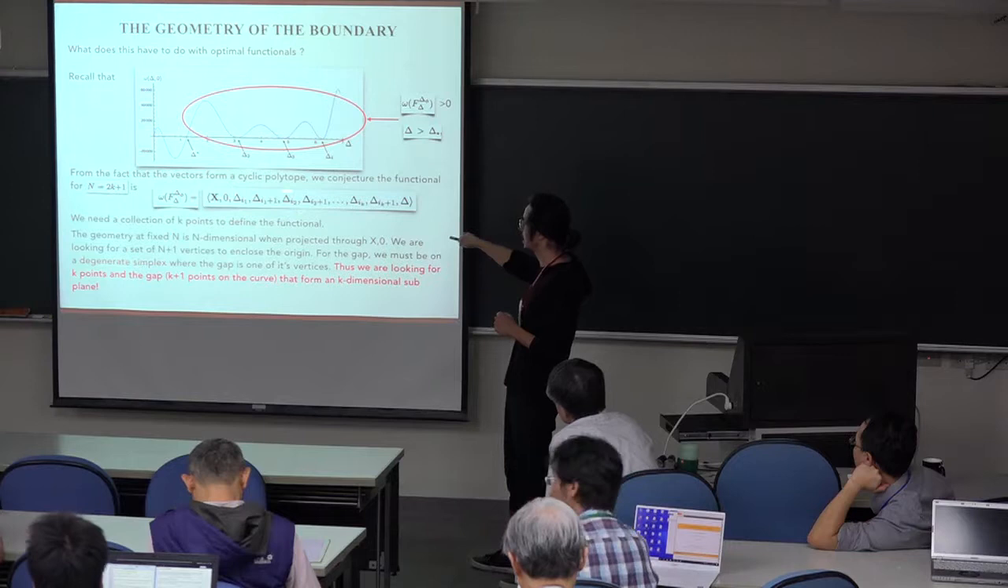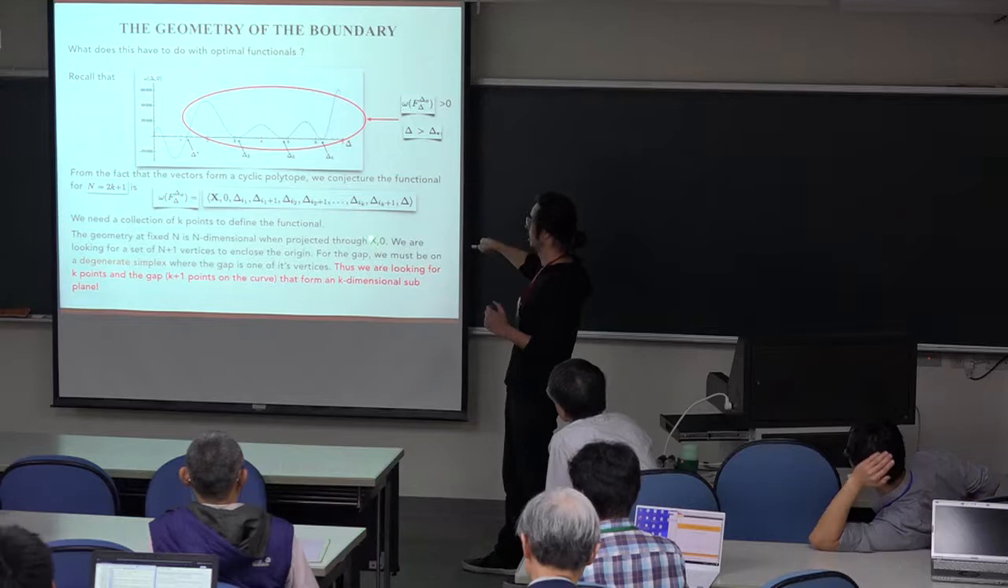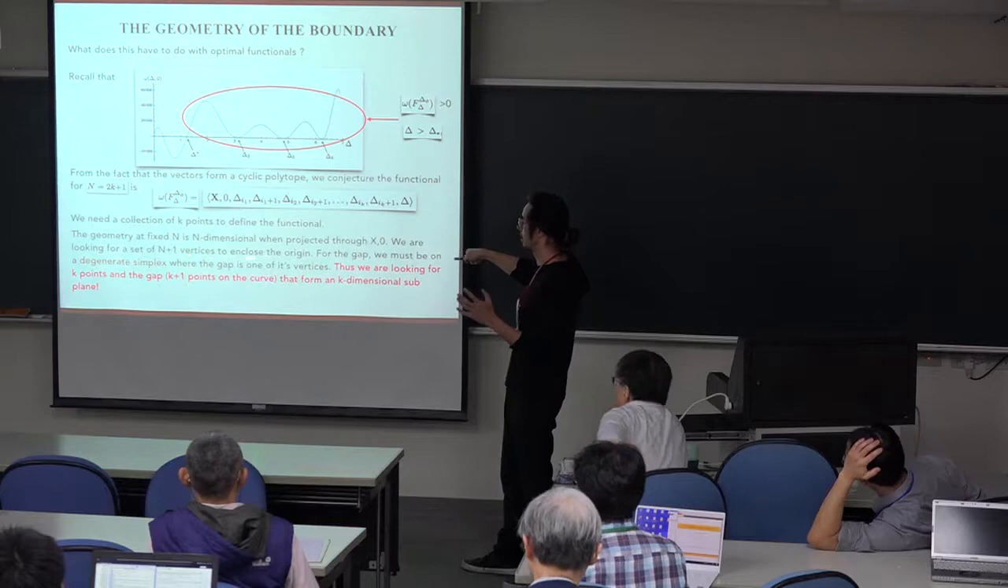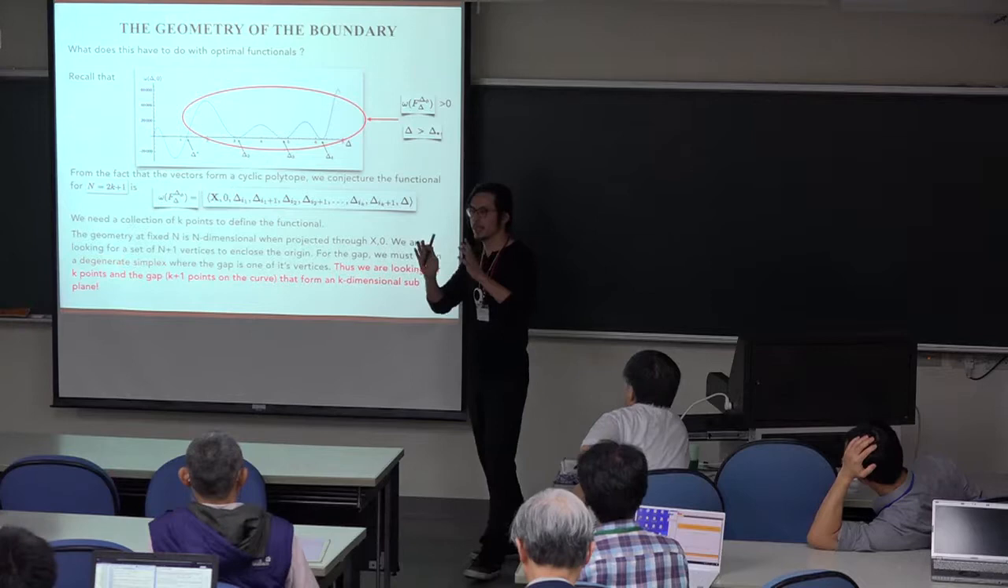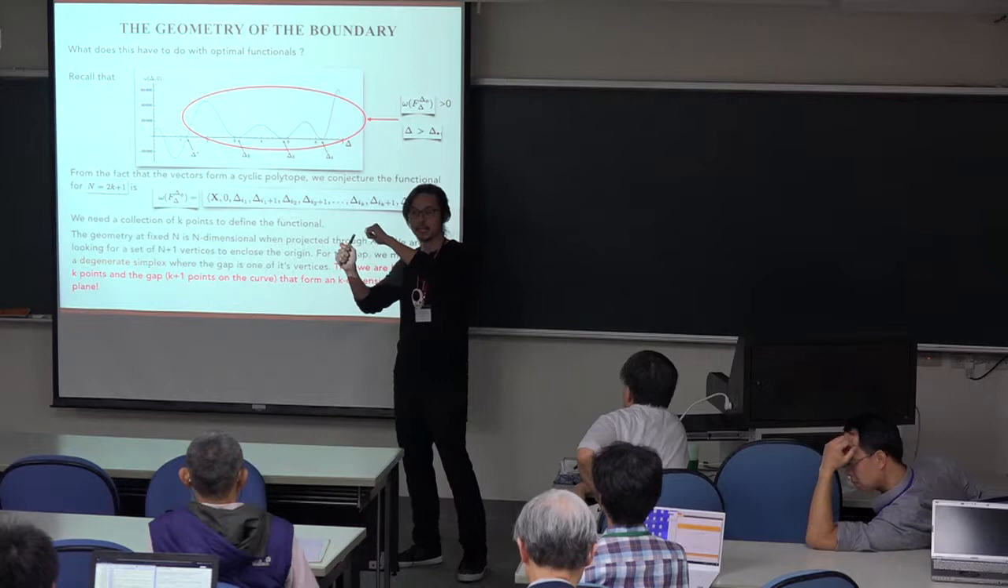Now let's remind ourselves of the geometry. The geometry at fixed n is n-dimensional when projected to x0. So in n dimensions, we're looking for n plus 1 vertices to form a simplex to enclose the origin. But we don't want any random simplex here. We want a simplex that corresponds to the gap. If it corresponds to the gap, that means that tuning any of these vertices is going to be an invalid CFT. That's the point of the gap.